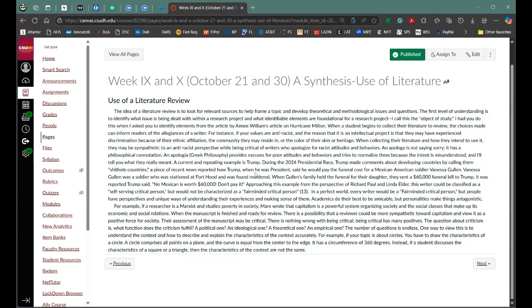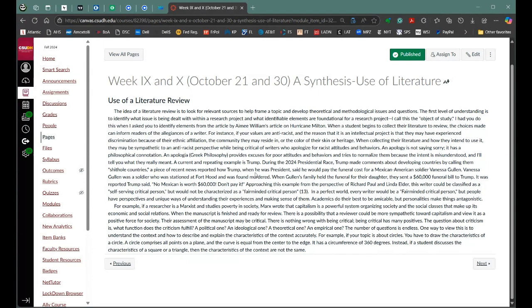So approaching this example from the perspective of Richard Paul and Linda Elder, this writer could be classified as a self-serving critical person, but would not be characterized as a fair-minded person, sort of referring to Trump. In a perfect world, every writer would be a fair-minded critical person, but people have perspectives and unique ways of understanding their experiences and making sense of them. Academics do their best to be amicable, meaning friendly, but personalities make things antagonistic sometimes.